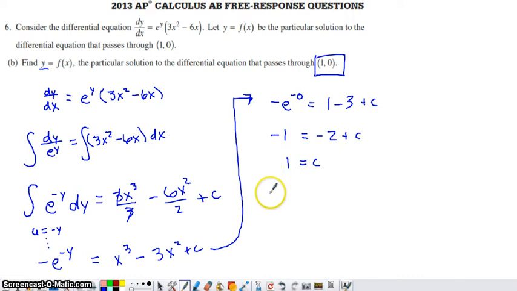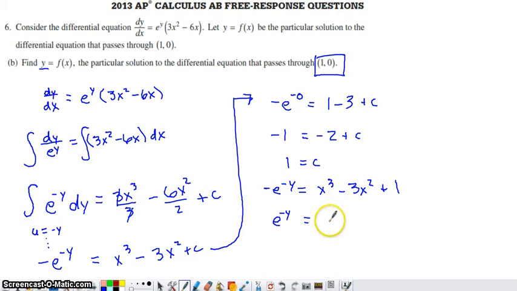So now what we need to do is take this equation, negative e to the negative y equals x cubed minus 3x squared. So I'm just copying the general solution that's written down here, and I'm going to put the value that we just found for c in place of c. And then to figure out what y is, I'm just going to have to do a little bit more algebra and solve this for y. So I'm going to divide both sides by negative 1, basically, to get rid of this negative in front of the e.